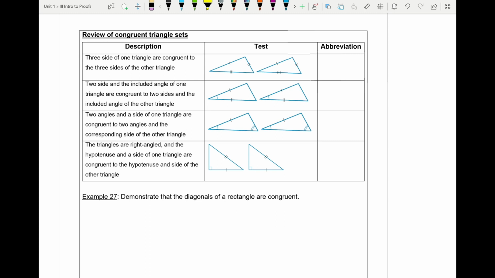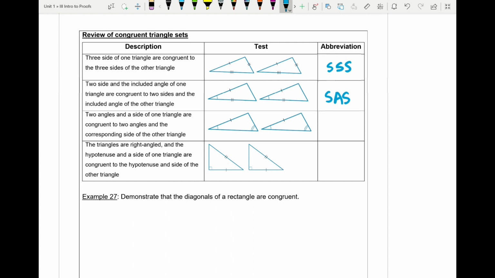So in the first case, 3 sides of one triangle are congruent to the 3 sides of the other triangle. So that is side, side, side, which we refer to as SSS. When 2 sides and the included angle of one triangle are congruent to the other, then that is side, angle, side. And the order of that is important because the angle does need to be between the 2 congruent sides.